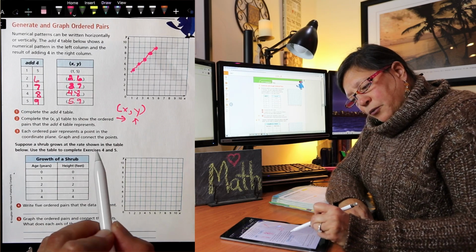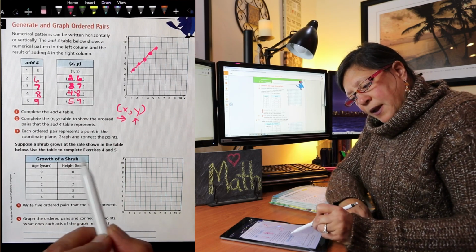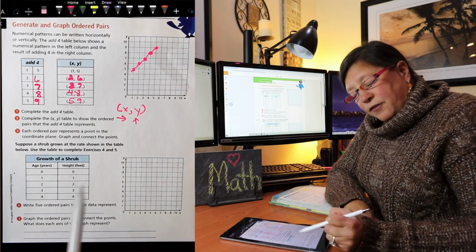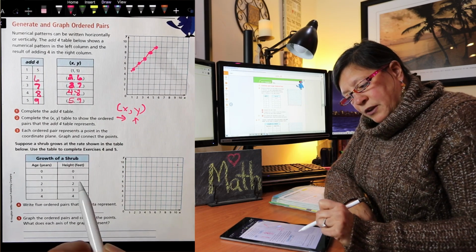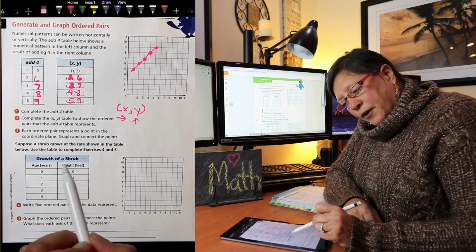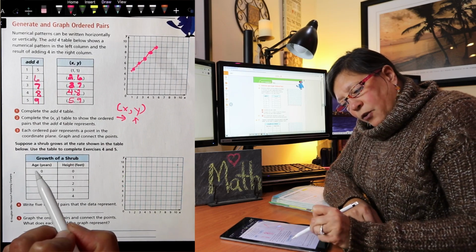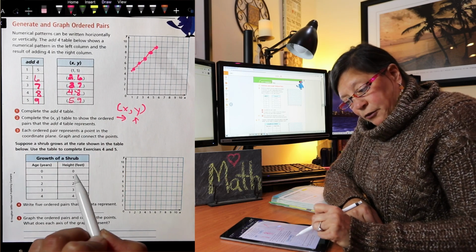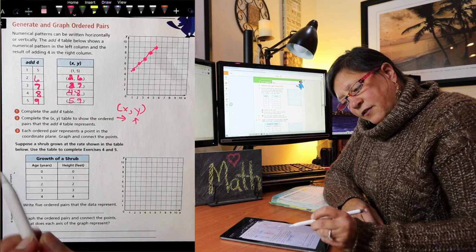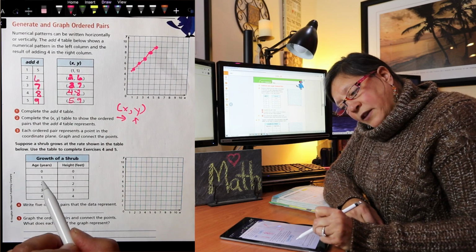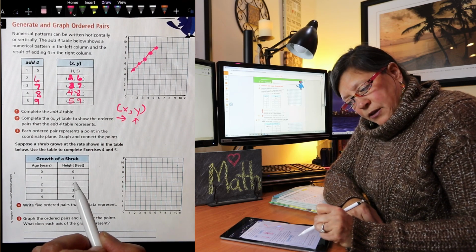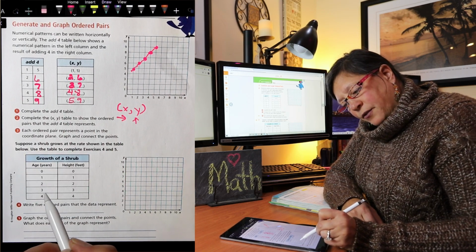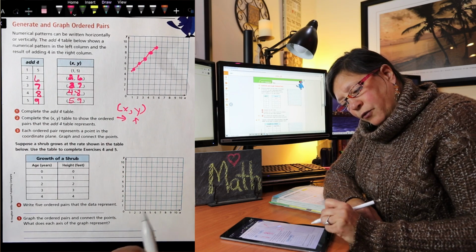Suppose a shrub grows at a rate shown in the table below. Use the table to complete exercises 4 and 5. Okay, so we're going to always make sure we read our table first so we know the information. What is it providing for us? So the growth of a shrub. So at age in years, at 0, it grows 0 feet. The height is in feet. Okay, at 1 year old, the height would be 1 foot. 2 years old, 2 feet, and so on. 3 years old, 3 feet, and 4 years old, 4 feet.